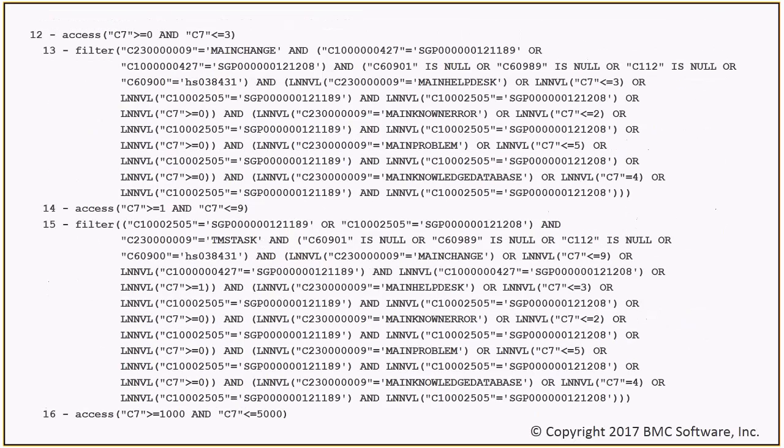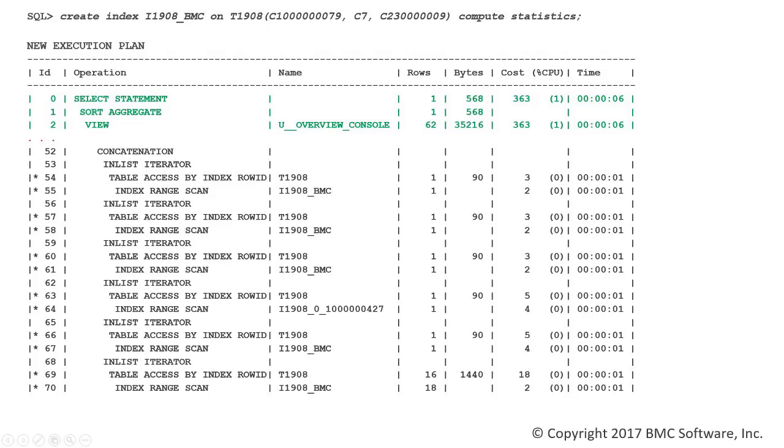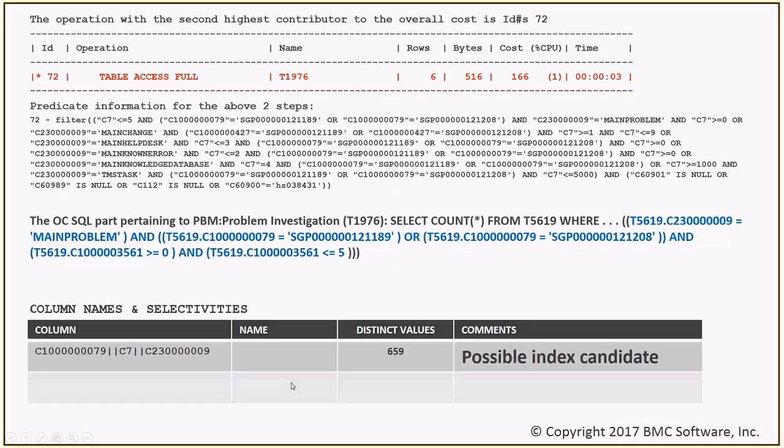Going back to that screen, 3,241 was the initial cost. After regenerating and creating the index, which you can see on top, there's the syntax for that. I created the index, and the cost for the overall query has come down to 363, and the cost for this particular step has gone down to 11. So we're no longer seeing anything in the 3,000s, obviously, because the overall cost for the query is 363. And you can see it's picking up the index that we created, T1908 BMC. So that took care of the help desk part.